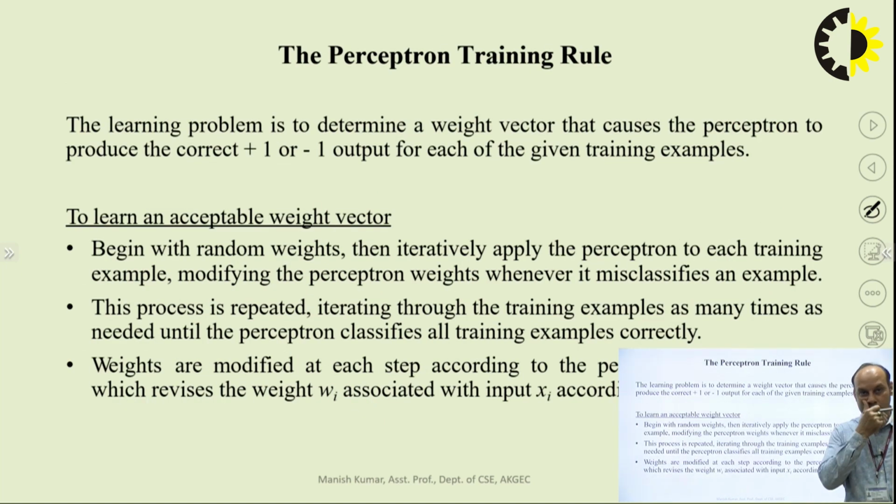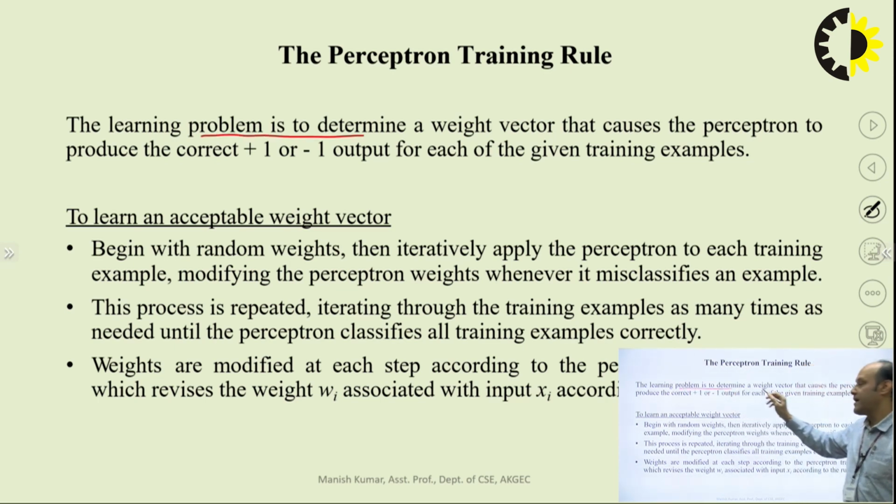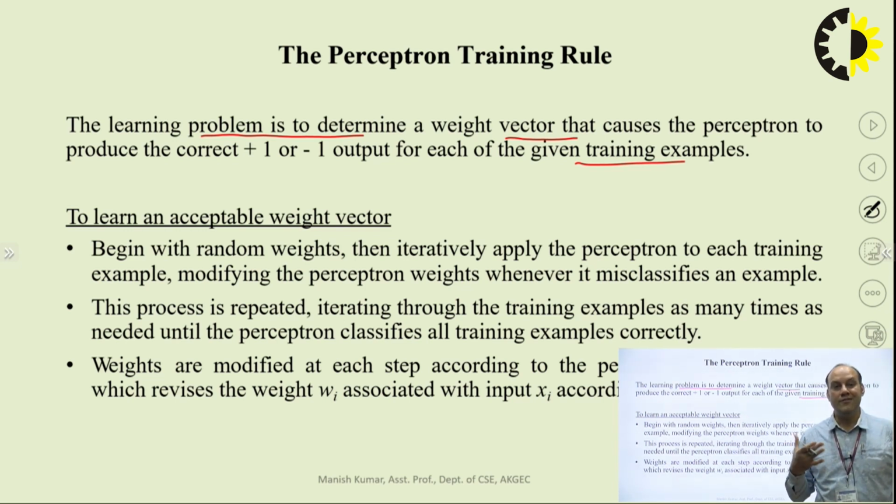Okay, students, what training rule are we using here? The learning problem is to determine a weight vector that causes the perceptron to produce the correct output, either 1 or -1, for each training example. So when I call it to learn an acceptable weight vector, we begin with a random weight, and this weight is iteratively applied to the perceptron model.